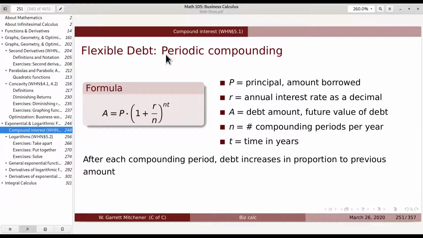In this lecture, I'm going to give an introduction to continuously compounded interest. Now, continuously compounded interest picks up from periodically compounded interest. Here's how that happens. So first, recall that this is the formula for periodically compounded interest.